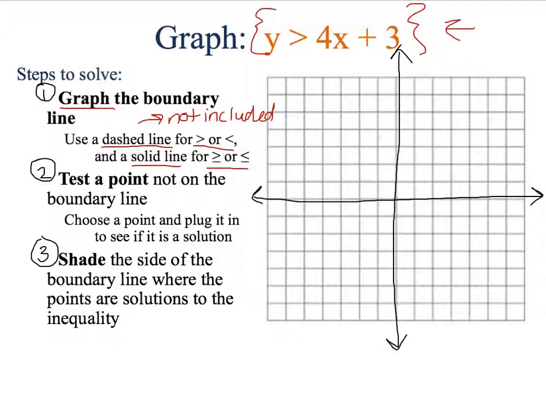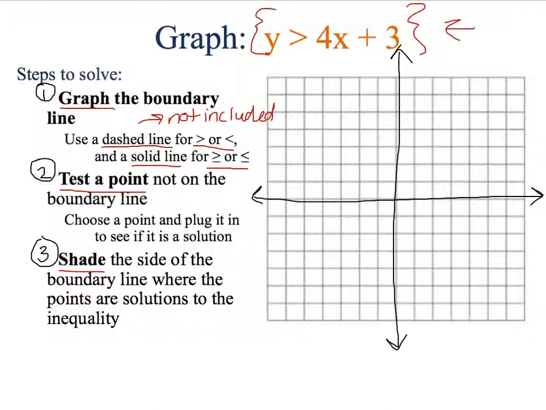So all the points that are on the solid line would be solutions to the inequality y is greater than 4x plus 3. So after we do step 1 and we graph that boundary line, then you test a point that is not on the boundary line. That means you choose a point that is above or below the line and test it to see if it's a solution. If it is a solution, then you shade that side, and if it's not a solution, then you test a point on the other side and shade that one. Let's go ahead and do this together.